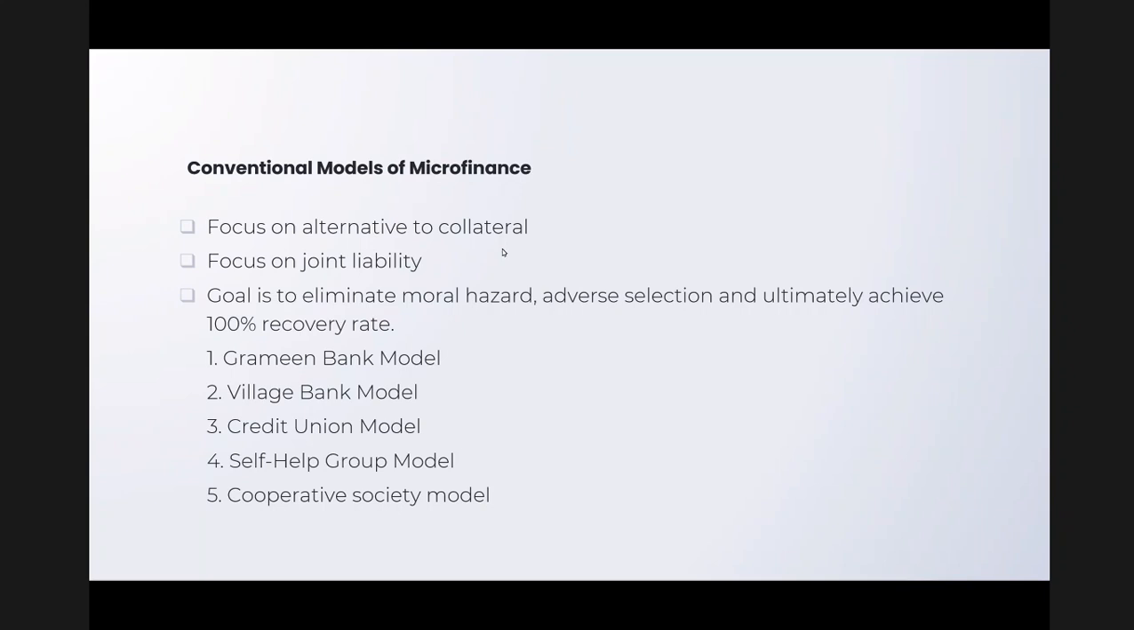Normally the microfinance institution lends money to a group of persons, a group of women. And if a single person defaults, then they place the liability on the whole group. So this concept is known as joint liability. Joint liability is nothing but an alternative to collateral. Collateral is risk management, but microfinance institutions cannot take collateral, so they go for joint liability.